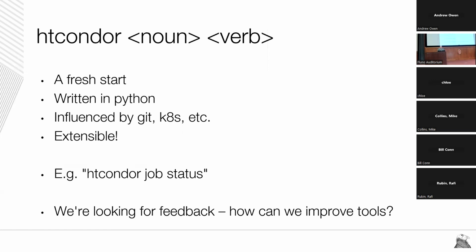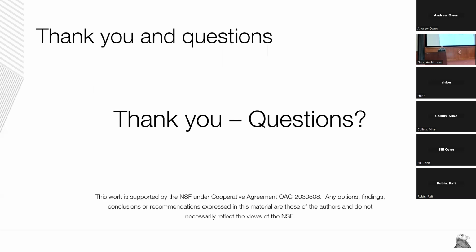This is a fresh start, so it's written in Python, as TJ, I think, said earlier. You can look at the Python and make snide comments about how Pythonic or not. It is extensible, so you can add new nouns, which might be interesting. And we're really looking for feedback on this. So this is kind of a new tool. We think it's the right way to go. It's a way for us to move forward without worrying about backward compatibility. And that is all the Condor tools in 30 minutes or less.